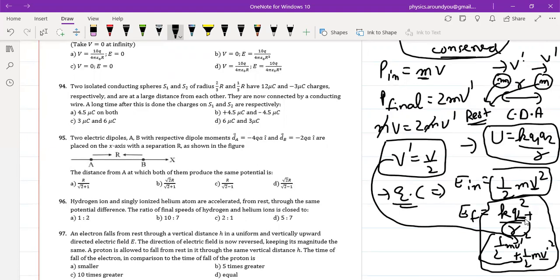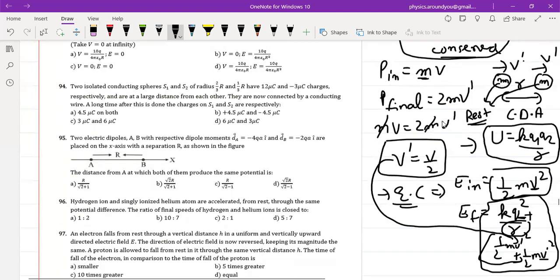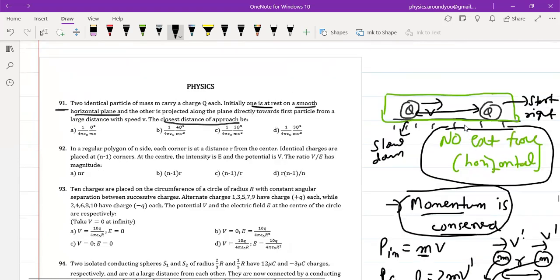You put in the terms and you will get the answer. So anywhere you get the closest distance of approach, on a very simple level, you can look at it as two conservation laws. One is momentum conservation, another is energy conservation. Energy is conserved because there is no friction. Momentum is also conserved because there is no friction. So here the absence of friction is enabling you to say that both momentum and energy are conserved.